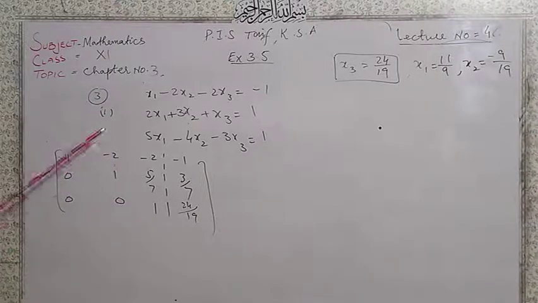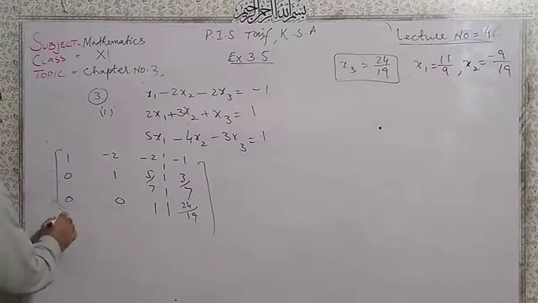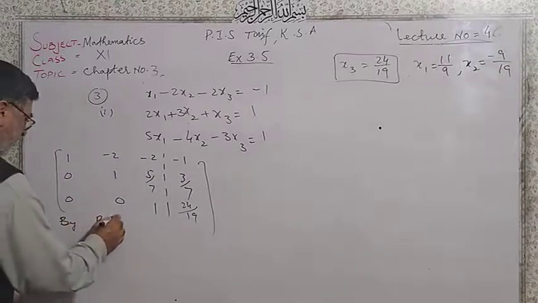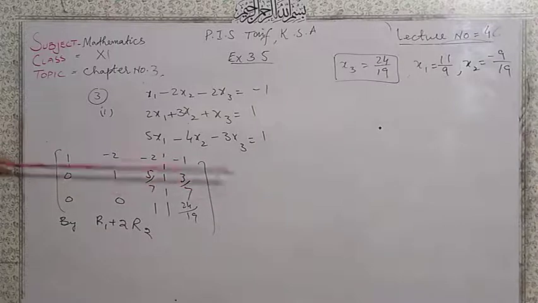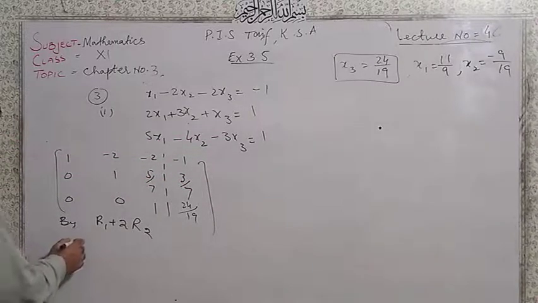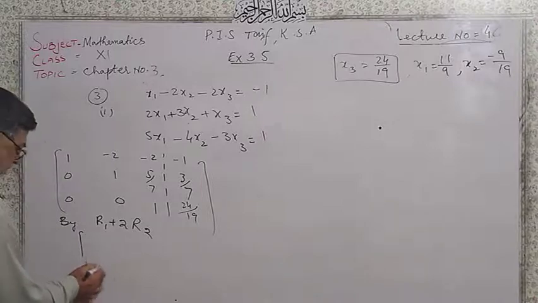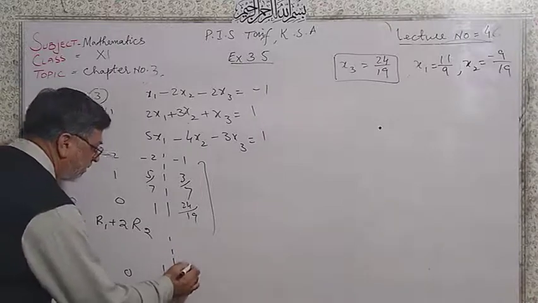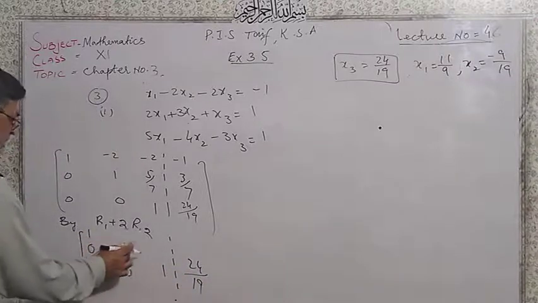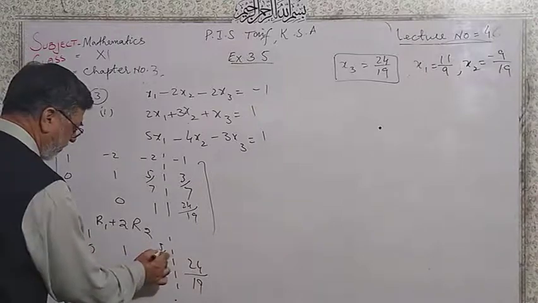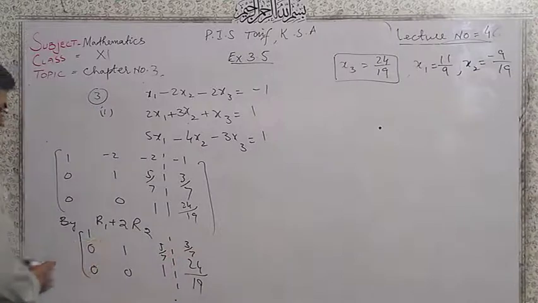Dear students, here we have to make this 0, multiplying r2 by 2 and then adding in r1. So we can write down r1 plus 2r2. We multiply r2 by 2 and then we add these values here in r1. So we are left with 0, 0, 1, that is 24 over 19. This is 0, 1, 0, 1, and this is 5 over 7. This is 3 over 7.